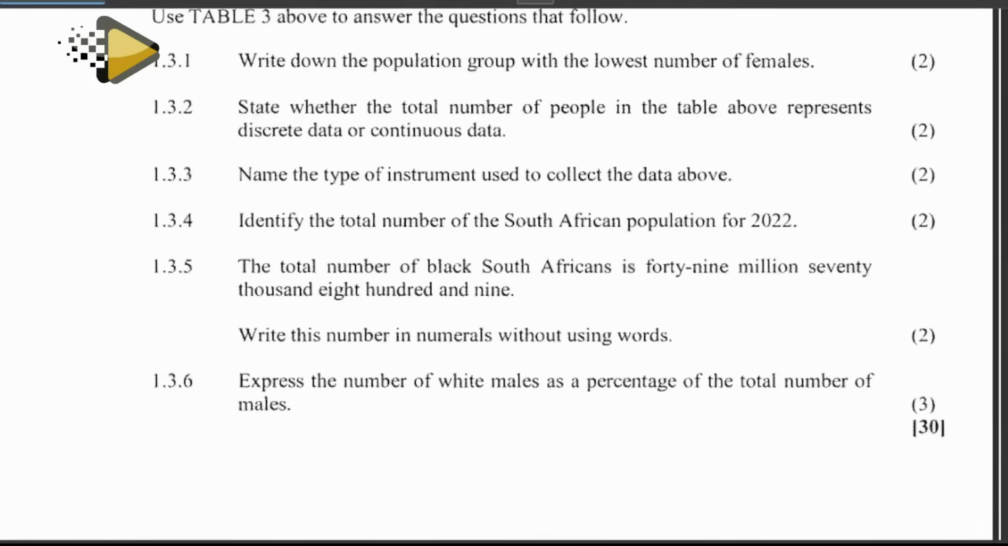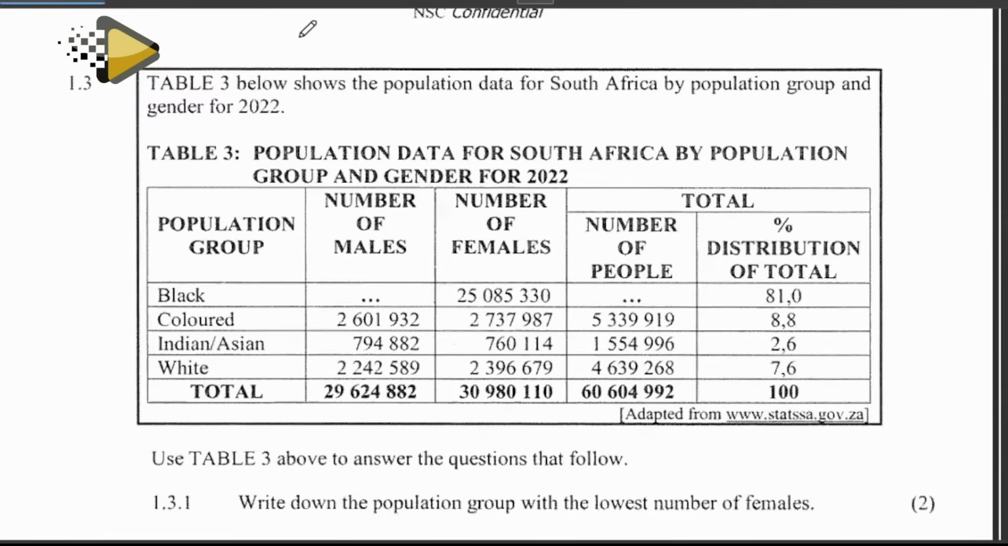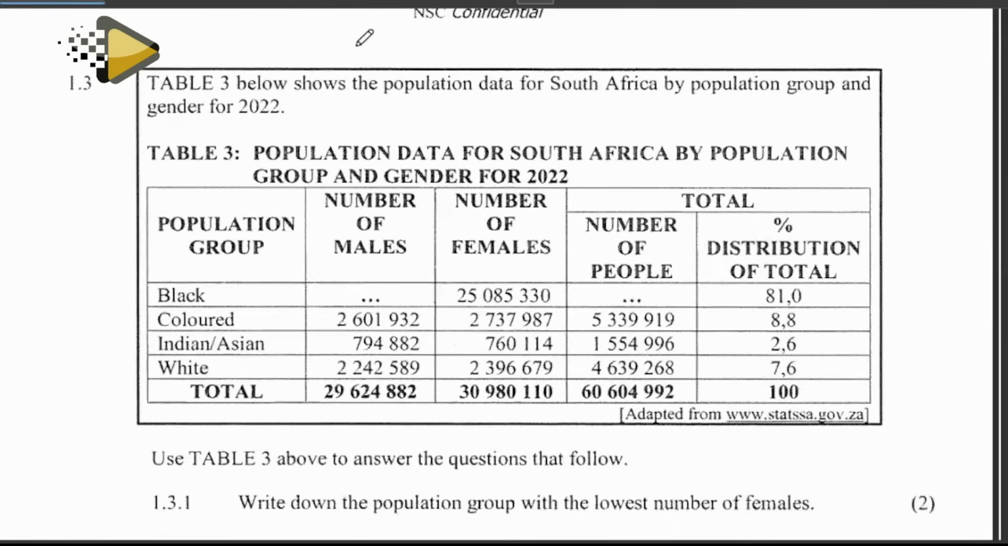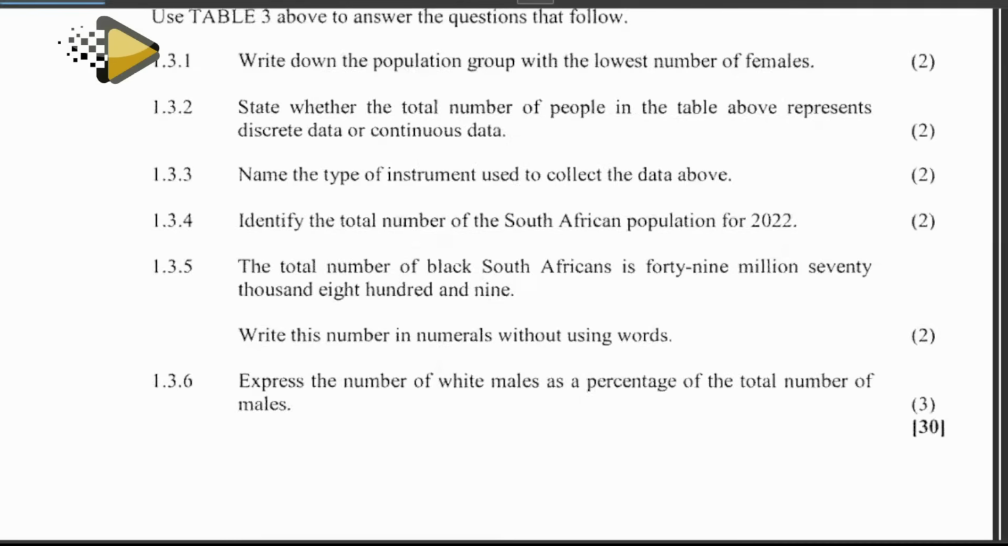Okay, write down the population group with the lowest number of females. Come to your table there. Lowest number of females. We check. Females are here. The lowest number is this one here, and they are Indians. So we shall say Indians or Asians.